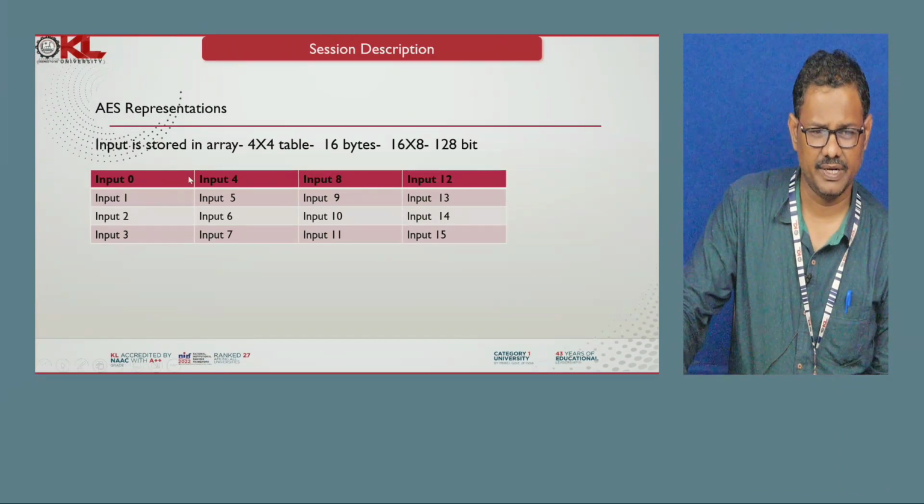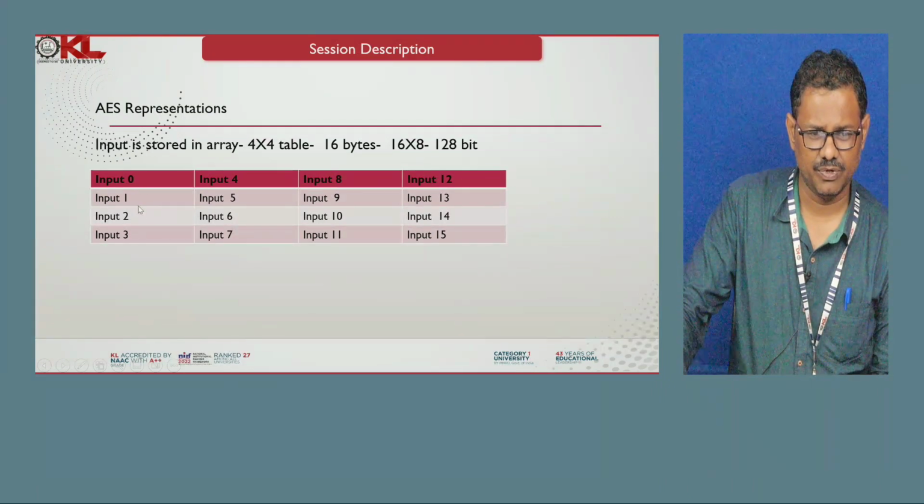So these are the AES representations. Input is stored in a 4 by 4 table, 16 bytes, 16 into 8, 128 bits. Input 0, input 1, like this. Total 16 bytes. Input is stored in the input array.